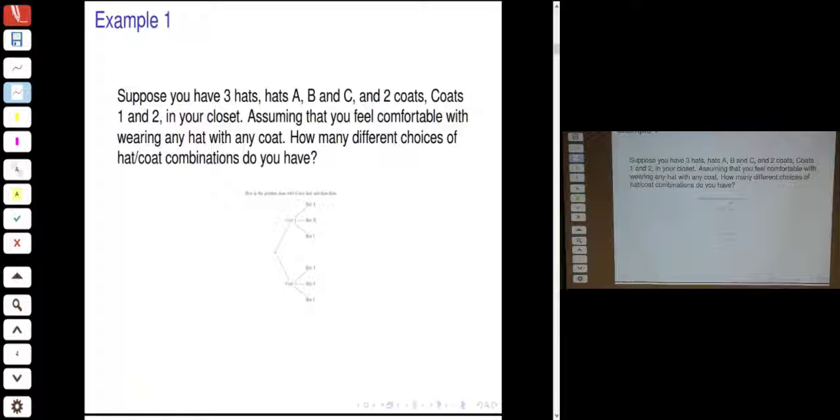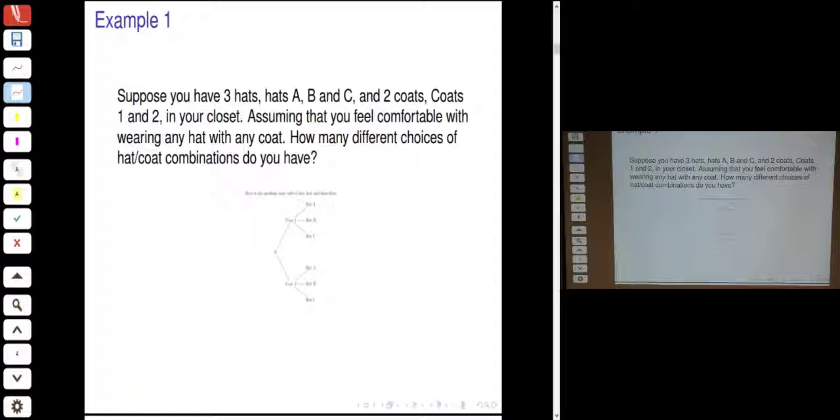But let us first discuss the first basic style or strand of reasoning that you have in counting. We will do this via an example. Suppose you have a wardrobe and you have three hats A, B and C and two coats, namely coat 1 and coat 2. Now of course we all have many more, but let's take this simple example. Imagine that you feel comfortable with wearing any hat with any coat. That's also a condition that is rarely satisfied in reality, but let's imagine it was the case for the sake of math. So any coat can be worn with any hat.